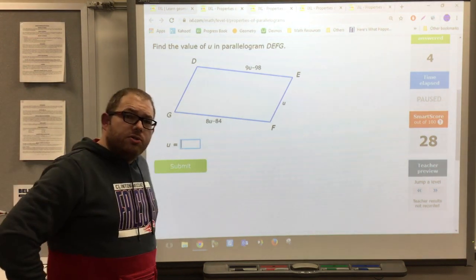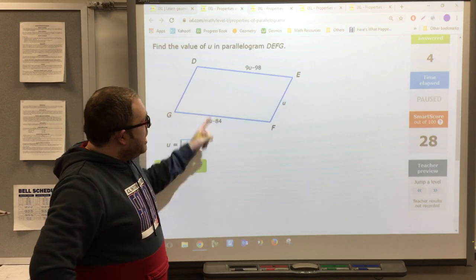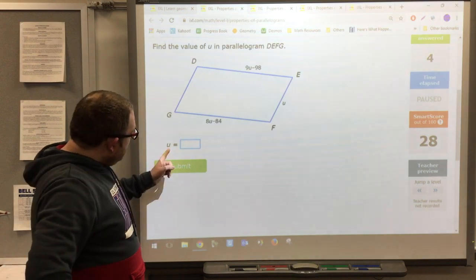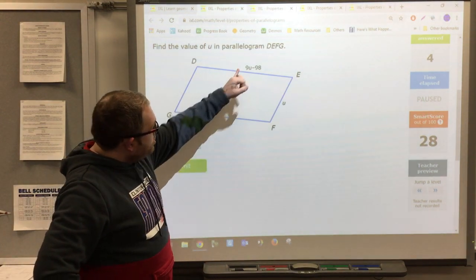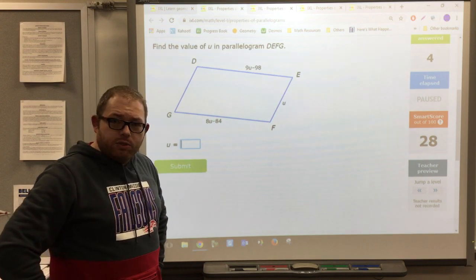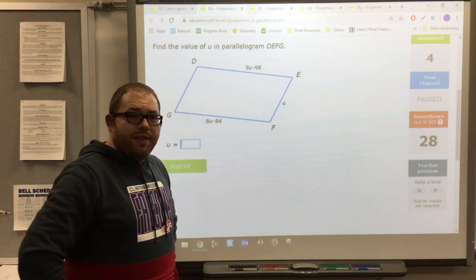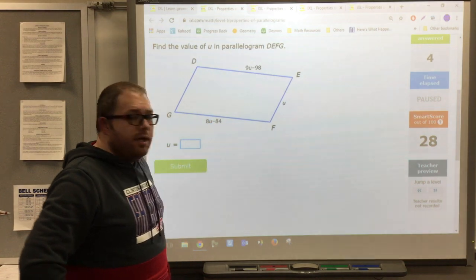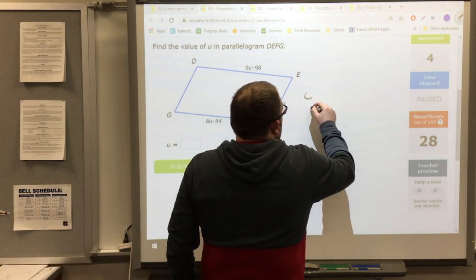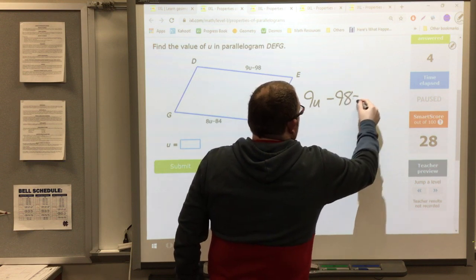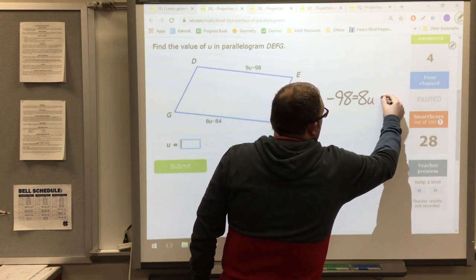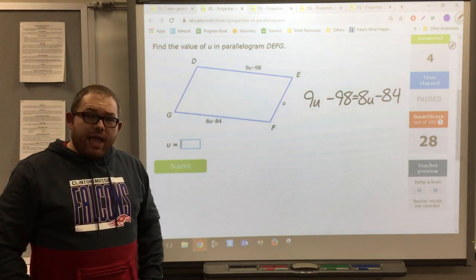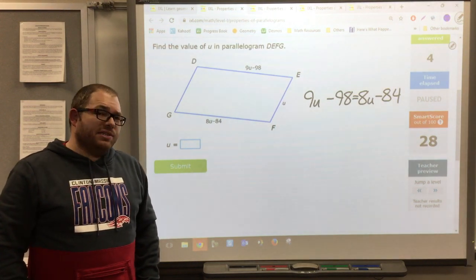So the first thing we're supposed to know about a parallelogram is that opposite sides are congruent. That means that they are equal in length. If my goal is to solve for u, I'm going to have to take these 2 expressions and set them equal to each other. Now you'll notice that there's a u on that side. That does not matter. I only want to set the 2 that are across from each other equal. So 9u minus 98 equals 8u minus 84.